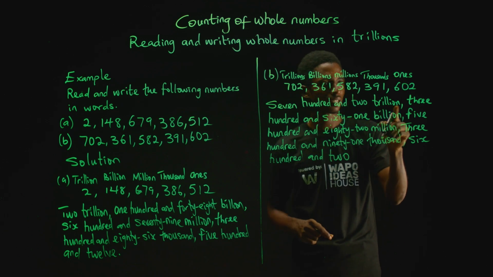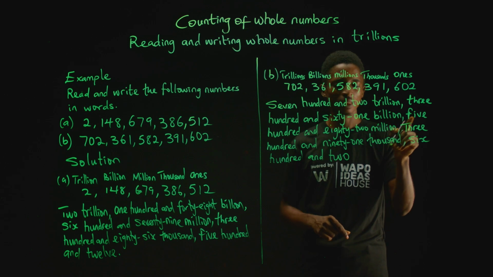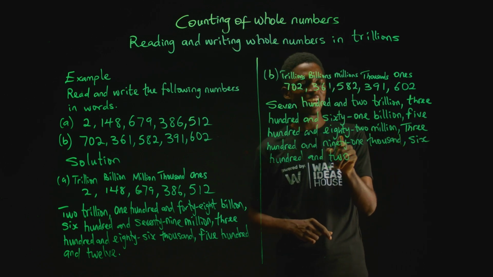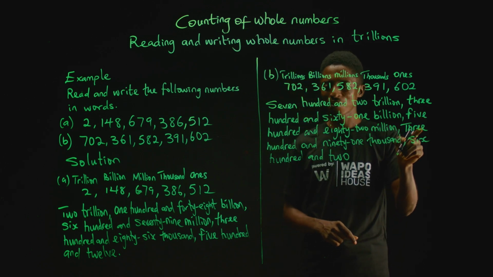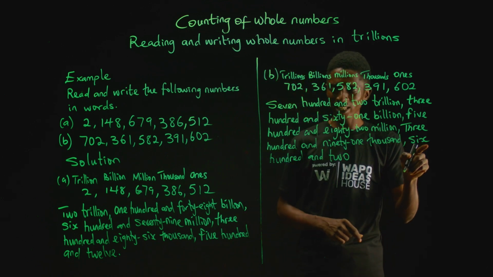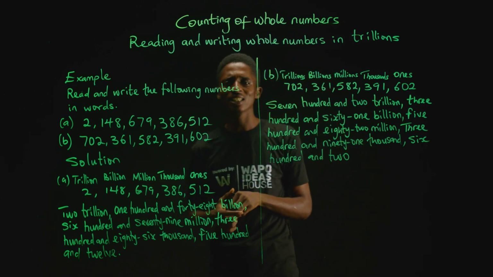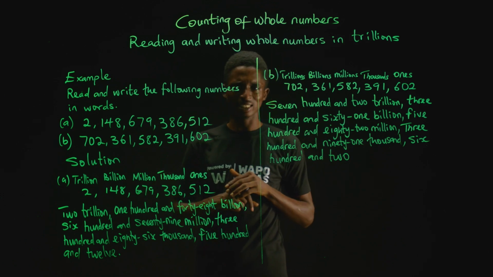So reading this again, we have 702 trillion, 361 billion, 582 million, 391,602. Do not forget the steps taken to arrive at this.